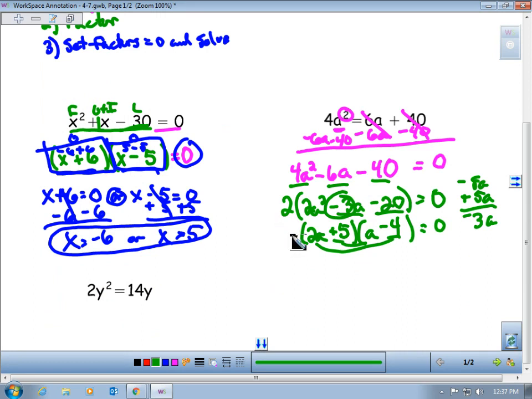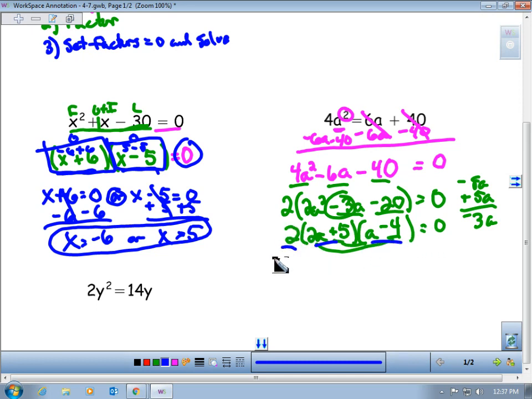So don't forget this 2 out front, guys. Okay, don't forget that 2 out here. That's definitely something important that we need to think about. So the third step, once I have this factored, which I do, is set all these factors. And you do have 3 factors here. Set them equal to 0.